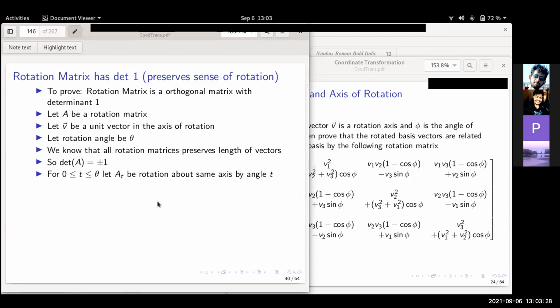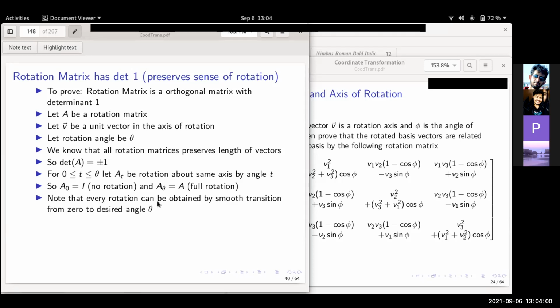There are hundreds of matrices between them. So each matrix can be written like this, A(t), where t is between 0 and theta. It is very clear that when you substitute t equals 0, it represents rotation by 0 degrees, which is nothing but the identity matrix. So A(0) is your identity matrix. And when you substitute t equals theta, it represents your original matrix A, which was given to you. So this is one important observation.